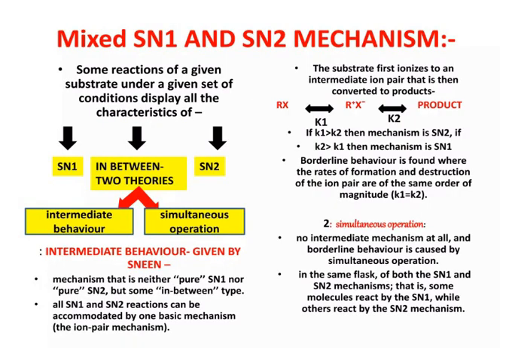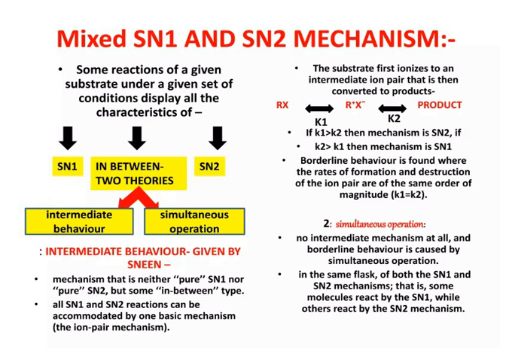So sometimes SN1 and SN2 mechanisms mix. What does it mean? Some reactions of a given substrate undergoing a given set of conditions display all the characteristics in between SN1 and SN2. So intermediate behavior and simultaneous operation. The SN2 is simultaneous and the SN1 is intermediate. So intermediate behavior is given by the borderline mechanism, that is neither pure SN1 nor pure SN2 but some in-between type.